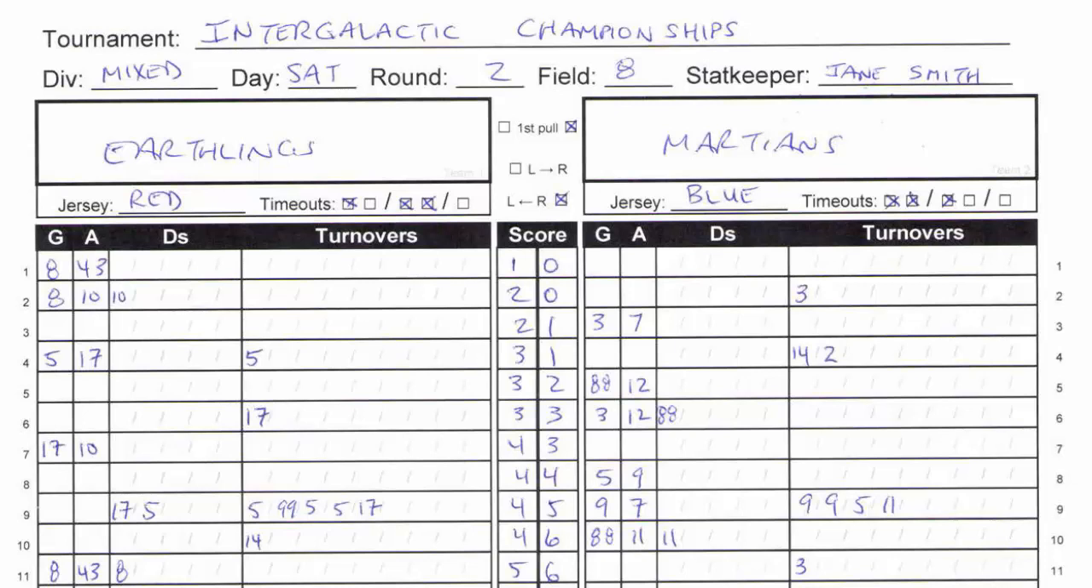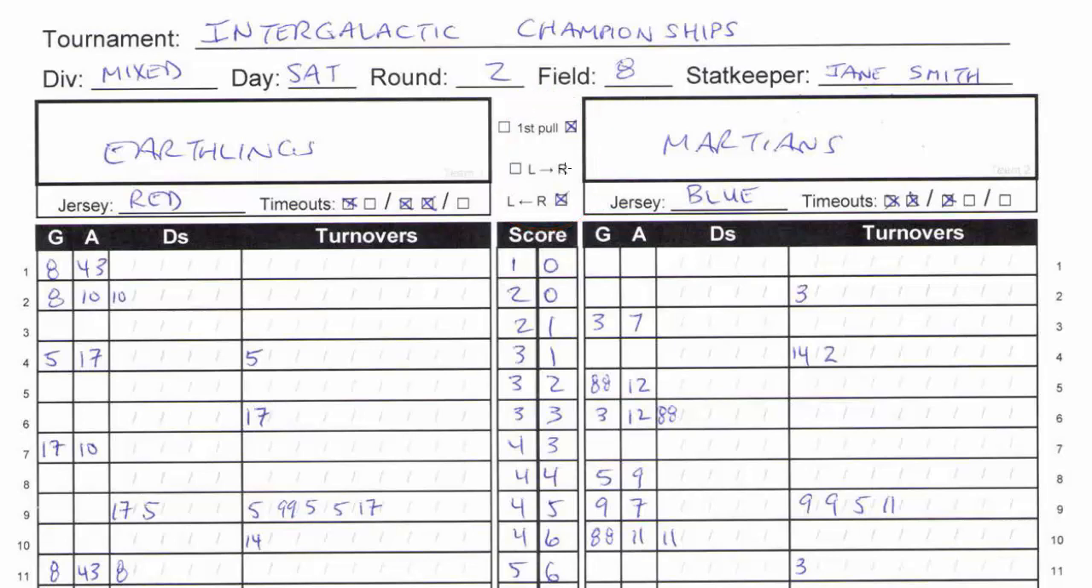The example illustrates an intergalactic championship game between the Earthlings and Martians. It's the mixed division, and it's round 2 on Saturday. All of this information should be filled out when you receive your binder. The rest is for you to record during the game. Please fill in your name in the StatKeeper field. Record information about jersey color, who pulled first, and the direction of the pull from your perspective on the sideline.